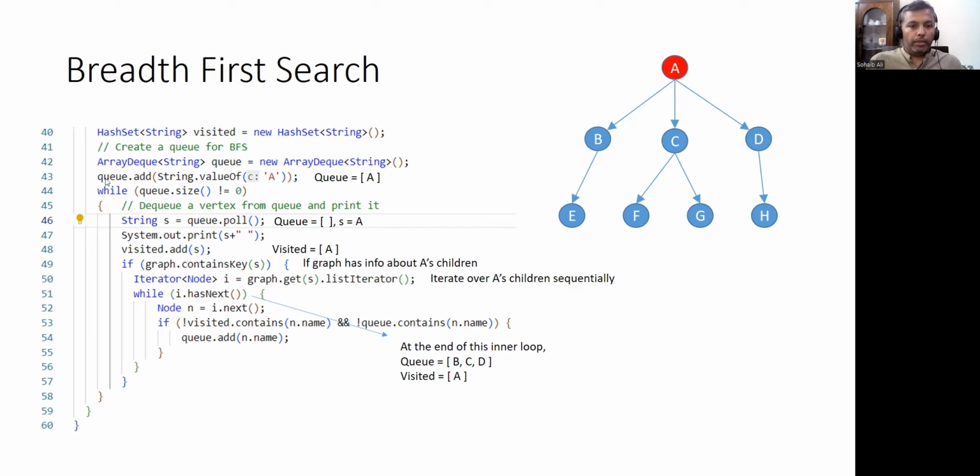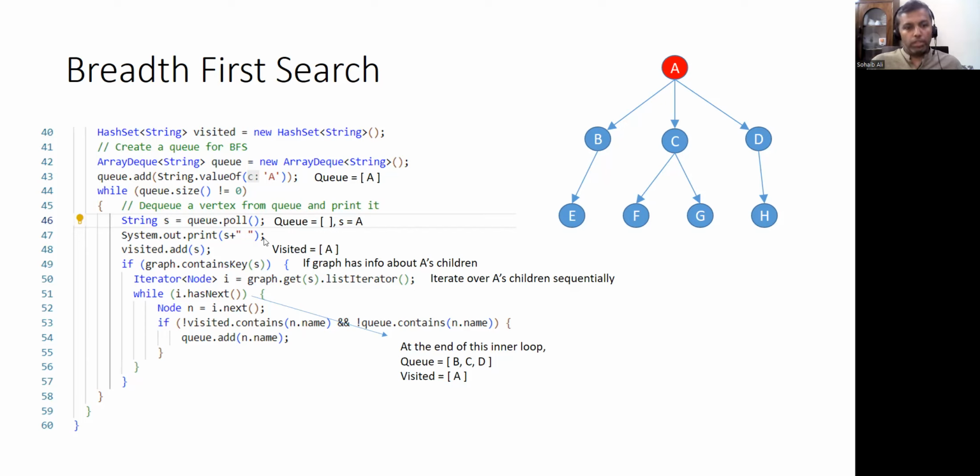And then, in this DQ, at the start, I'm going to insert my node A. While this queue is not empty, I'm going to do this first in, first out poll from this queue. At the start we are going to have only our node A in the queue, and then once we poll it, we put this node in our visited set.